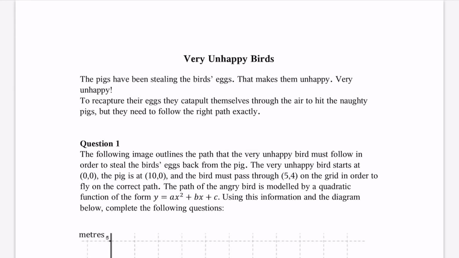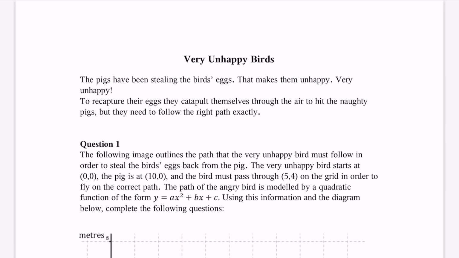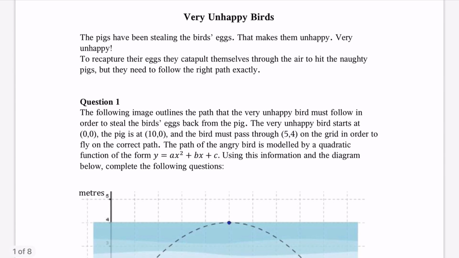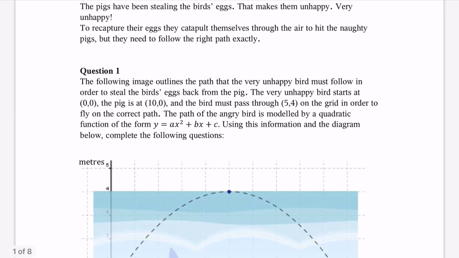Hi everyone, this is the very unhappy birds SAC that I'm going to go through in terms of the worked solutions. So the pigs have been stealing the birds' eggs, they make them unhappy, very unhappy. To recapture their eggs, they catapult themselves through the air to hit the naughty pigs, but they need to follow the right path exactly. So I've got a highlighter at hand.